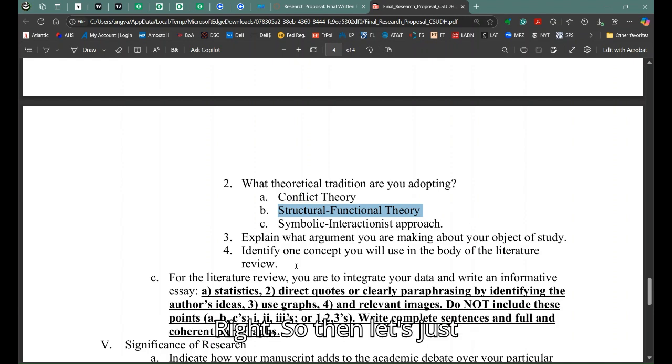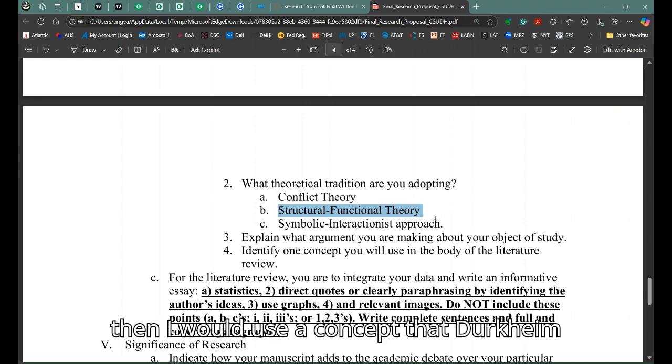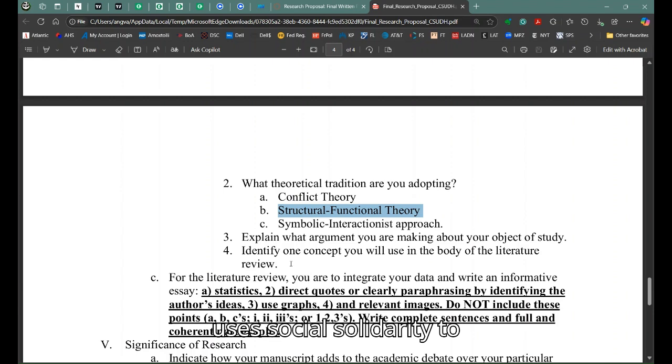Right. So let's say that I'm not talking about crime and society, but I'm looking at how social institutions provide social stability. Then I would use a concept that Durkheim uses, social solidarity, to explain how these institutions provide the glue to make society possible.